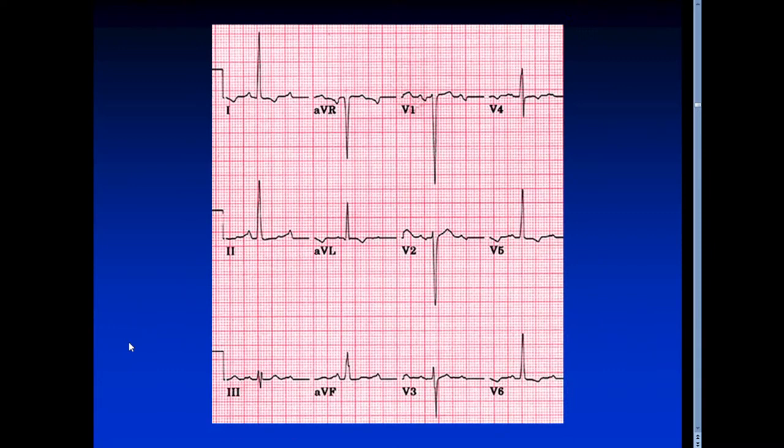And on this ECG, we can see signs of hypertrophy of the left ventricle: high R in V5, V6, and deep S in V1, V2.